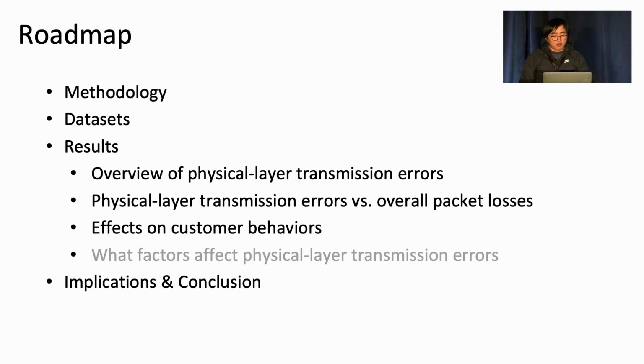Here is a roadmap of this talk. We will first introduce how we measure the packet loss rate caused by physical layer transmission errors. We will then introduce the dataset we used and show our results. Due to the time limitation, we can only show some interesting results. More results can be found in our paper. Finally, we will share the implications and conclude this talk.